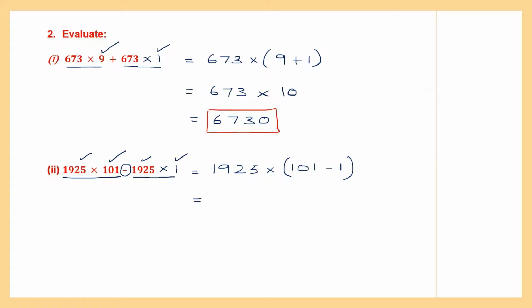Now let's simplify this. 1925 into 101 minus 1 is 100. So 1925 into 100, we write 1925 and add 2 zeros. So this becomes 1,92,500. So this is our answer to question 2.